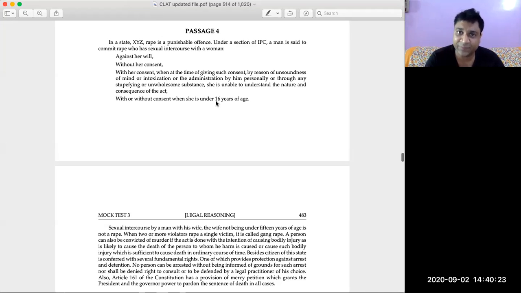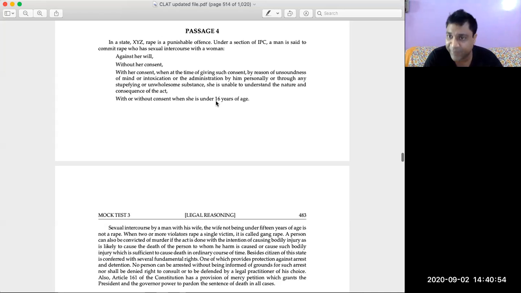So first I will explain to you what the law is, and second I will explain to you my opinion of that law. Now, in a state XYZ, that is India, rape is a punishable offense, definitely. Under the section of the IPC, a man is said to commit rape who has sexual intercourse with a woman. This is my first problem with the law. Why is a man said to commit rape who has sexual intercourse with a woman? Why not a person who has sexual intercourse with another person?